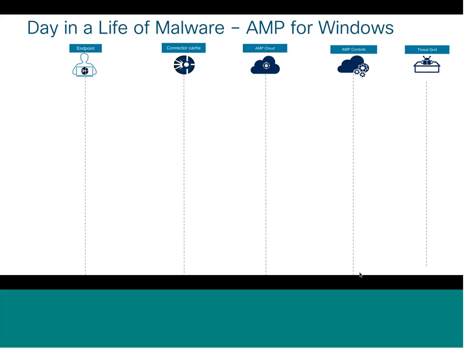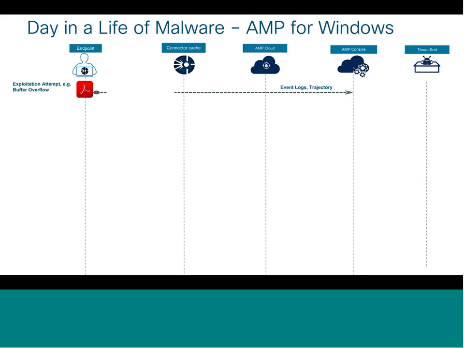So here we have our endpoint. We have the AMP connector cache, which caches some of the disposition responses from the AMP cloud. We obviously have the AMP cloud itself that serves dispositions to the endpoint. We have the AMP console, which is the front end of the AMP cloud, if you will. And finally, we have Threat Grid, which is our file analysis service.